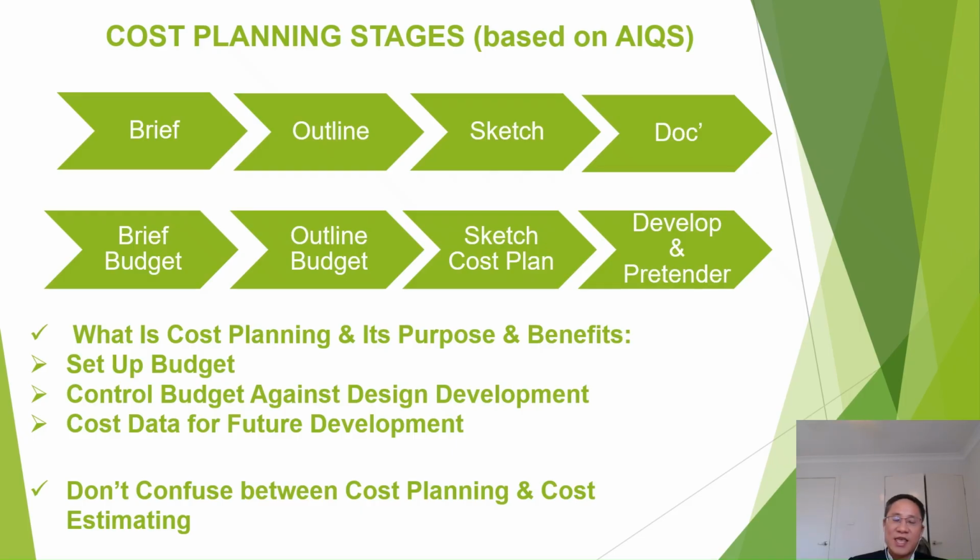And the second thing is we should not confuse cost planning and cost estimating. Cost planning, as I have said, is the process of setting up a budget and then controlling that budget during design development. Cost estimating is estimating the cost of a project based on available information, including design and other specifications. So sometimes people may confuse cost planning and cost estimating, especially those who are not working for the client side or a consulting firm.